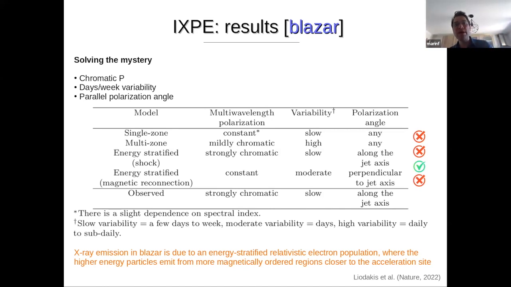A blob of plasma is colliding with a slower blob that was emitted earlier on, and when the two collide, there is a shock at the front of the plasmoid, producing X-ray emission. All of this has been taught to us by X-ray polarization.